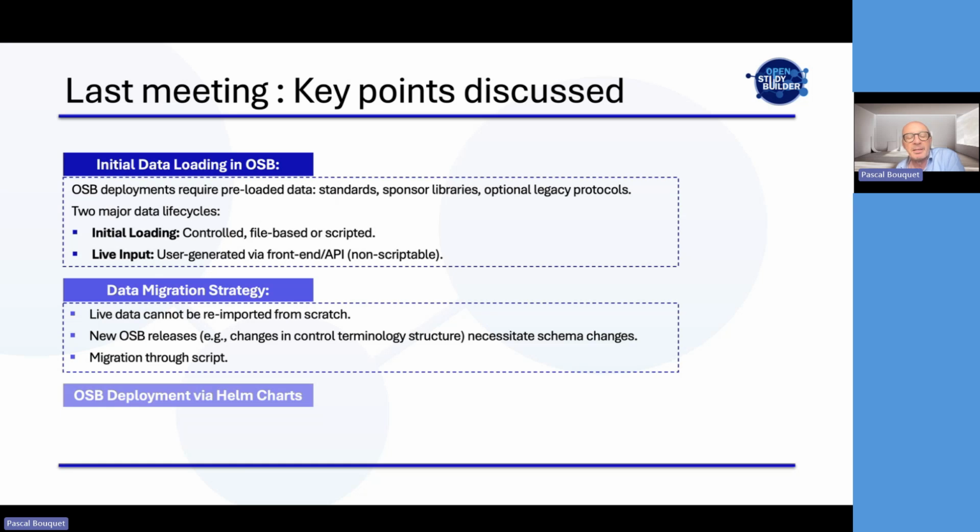A very good topic as well was presented by Bringer and Gelaim on developing Helm charts to deploy OSB. Please refer to the last presentation for more detail on that. That's a very great initiative we have.